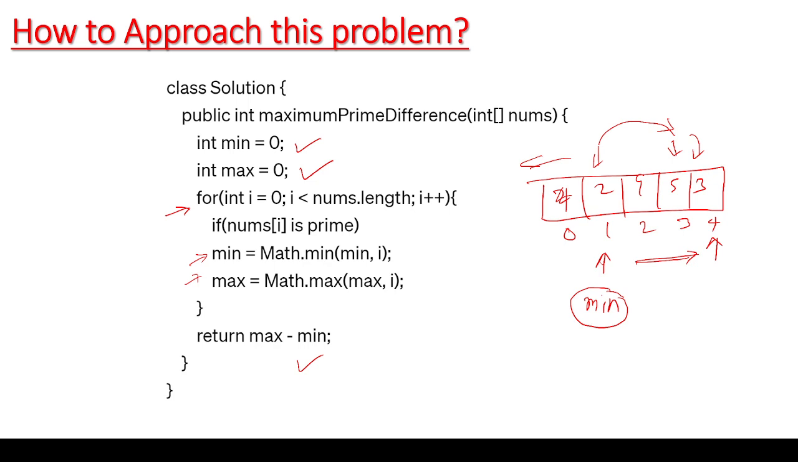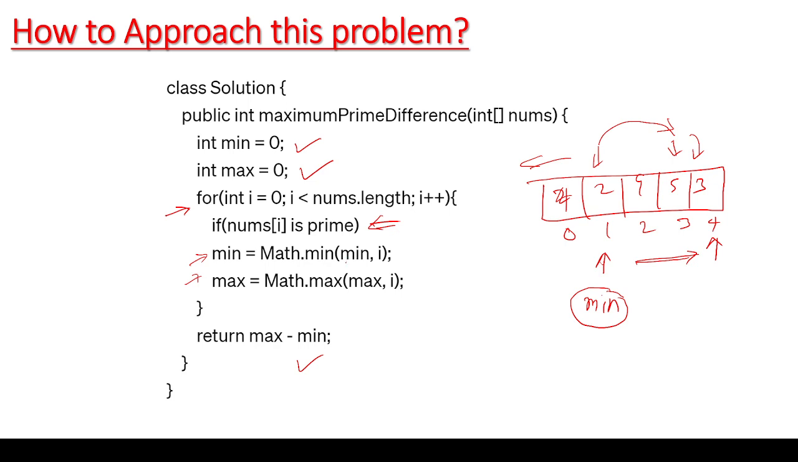So think about how you will track the minimum and maximum indices of the prime numbers to calculate the difference, right? So what we will do, we will take two variables and then we'll iterate over that. It means now you have to implement the solution. So when you're going to write the method to check if the number is prime or not, right? Here I have not written it, I have just mentioned that if nums of i is prime, right?